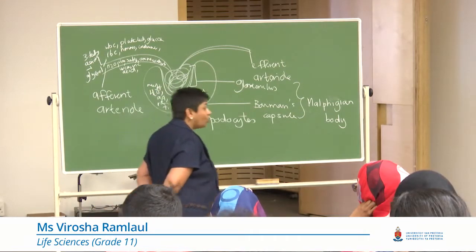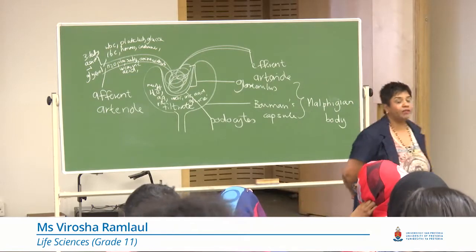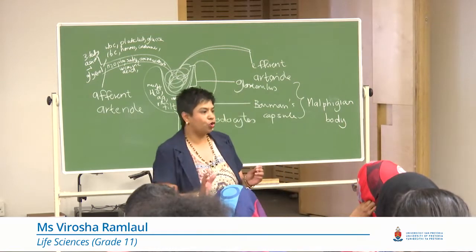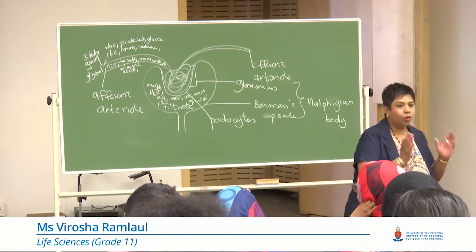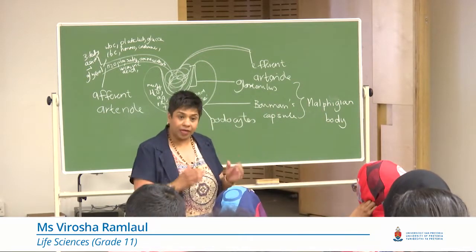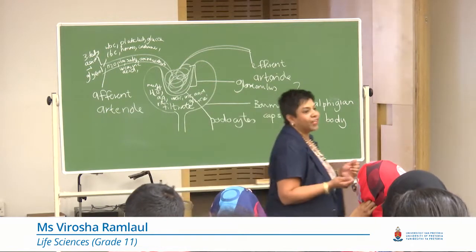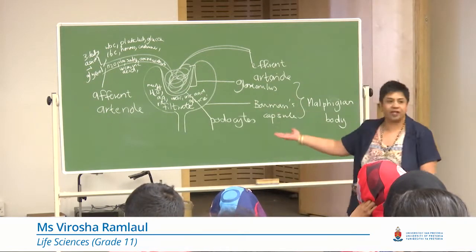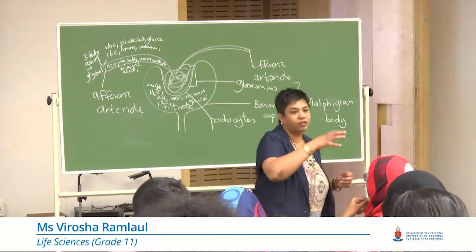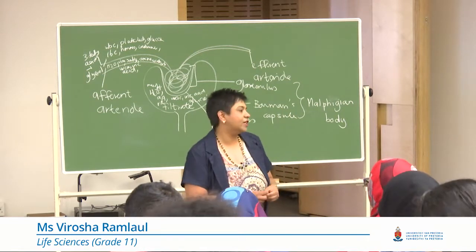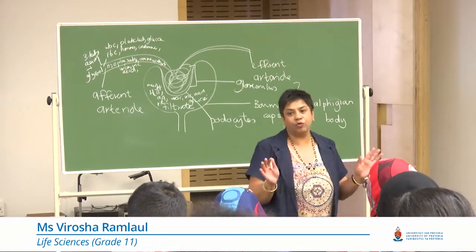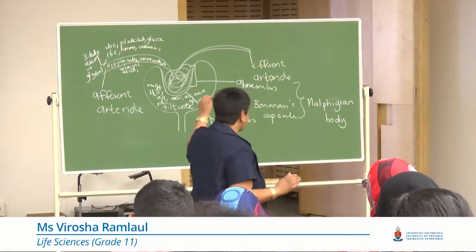Now, all the other substances you will not find. Under normal conditions, if your kidneys are functioning normally, you will not find red blood cells, white blood cells, proteins. These substances are too big. If you have a kidney infection, then one of the structures that are affected is the Malpighian body, where these big substances obviously enter, and obviously we find it in the urine. So under normal conditions, you will not find red blood cells, white blood cells, and proteins. They are too big.